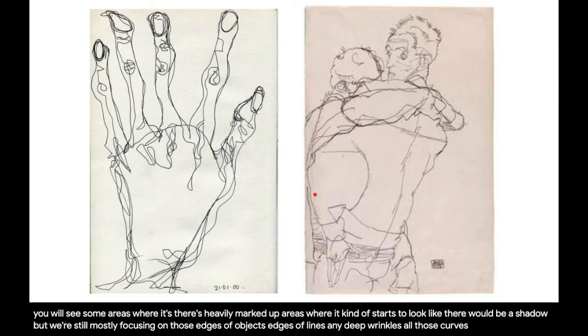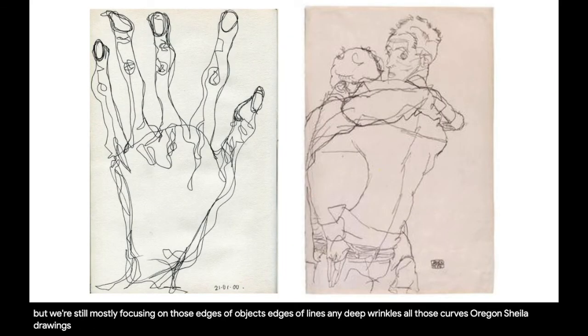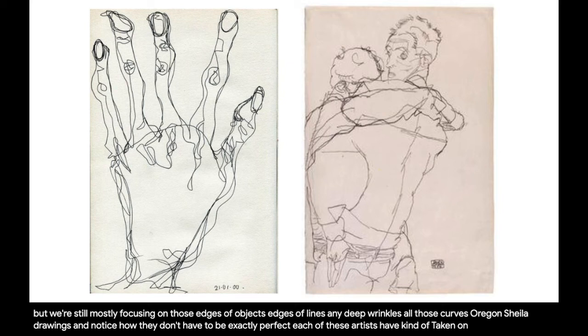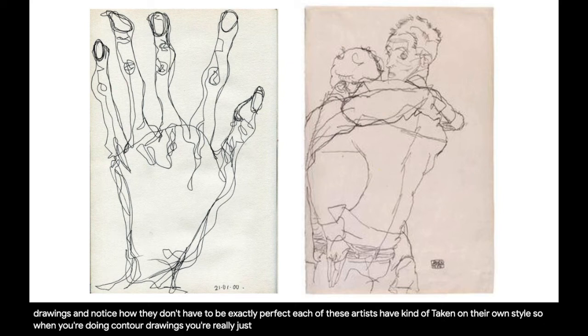And here's some more Egon Schiele drawings. And notice how they don't have to be exactly perfect. Each of these artists have kind of taken on their own style. So when you're doing contour drawings, you're really just paying attention to what lines are really there.